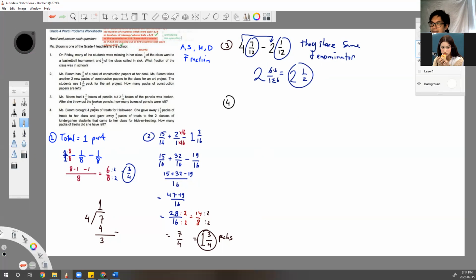Miss Bloom again bought 4 packs of treats for Halloween. She gave away 2 1/9 packs. She gave away, so minus, and gave away 5/9 treats to the 2 classes of kindergarten. Okay, pay attention here. 4 packs, 8/1 minus 2 1/9, and then minus here. Pay attention. 5/9 packs to the 2 classes. To 2 classes. So subtract 5/9, double.